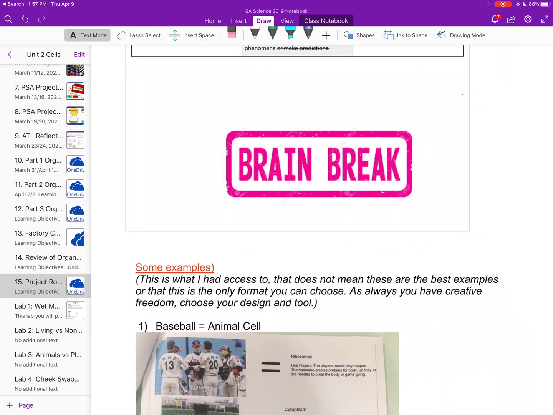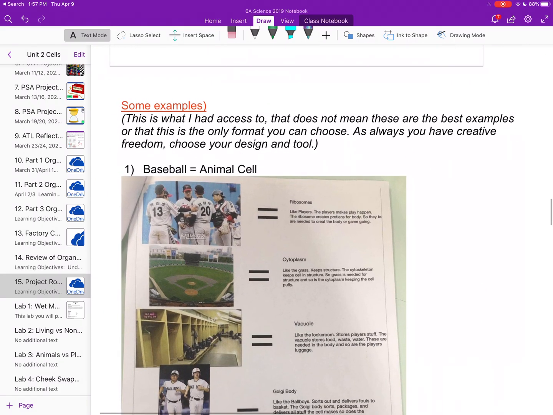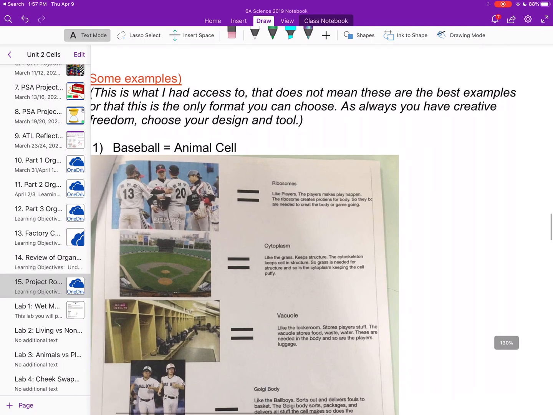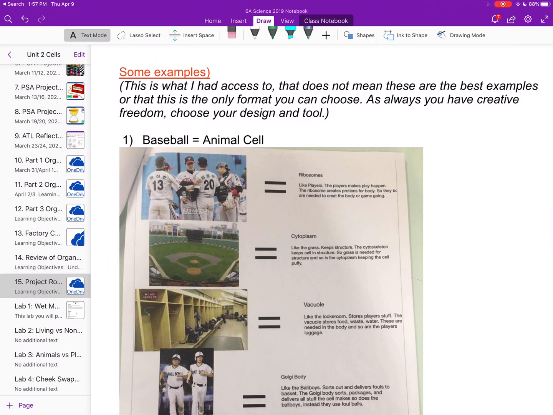All right, we've done our brain break. We now understand what's expected of us for the cell project. I'm going to go through a couple of examples from previous years just so you can get an idea. Just because these are examples that I'm showing you does not mean they are perfect. Unfortunately, these are the only ones that I had access to where I am right now in the world.